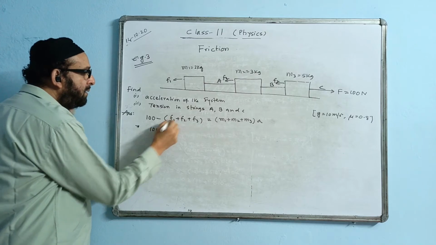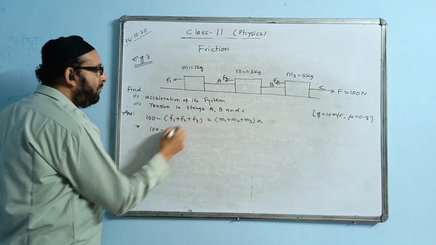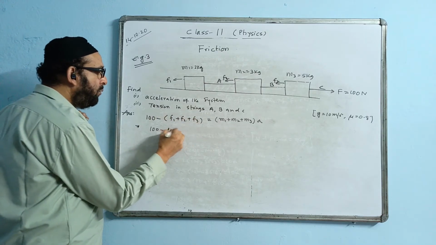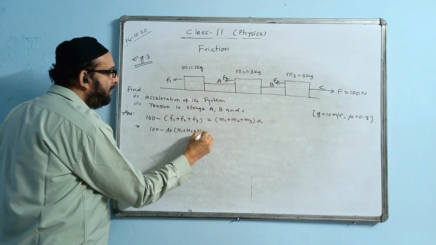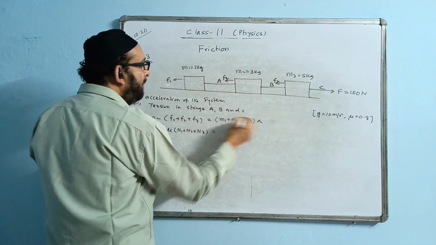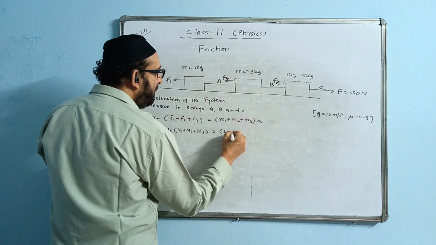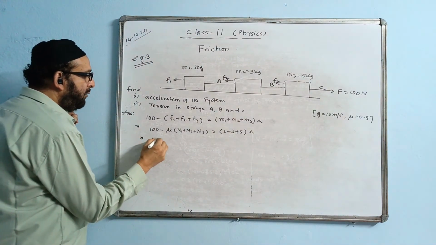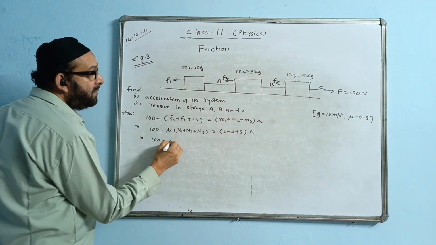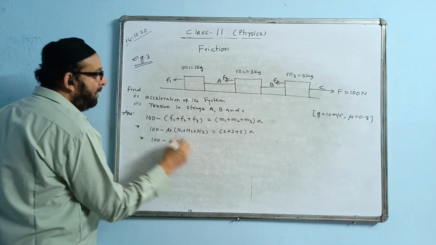Right here, 100 minus friction, formula mu into N. Let us write mu common here: N1 plus N2 plus N3, three normal reactions, equal to M1 plus M2 plus M3. You can put their values, 2 plus 3 plus 5. Continuing, 100 minus mu, whose value I put here as 0.8.